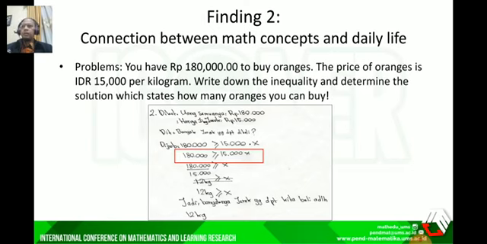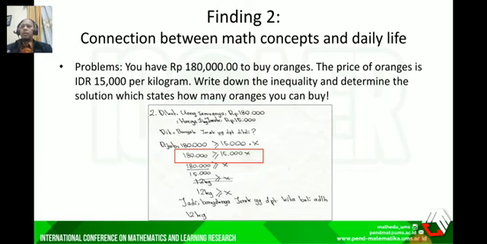Then the second question: you have 180,000 rupiahs to buy oranges. The price of oranges is 1500 per kilogram. Write down the inequality and determine the solution which states how many oranges you can buy. This question is to reveal the ability to connect mathematical concepts with daily life. Based on the answer sheet, all subjects can correctly state the word problem that connects the linear inequality of one variable topic to everyday life in the form of a mathematical model.